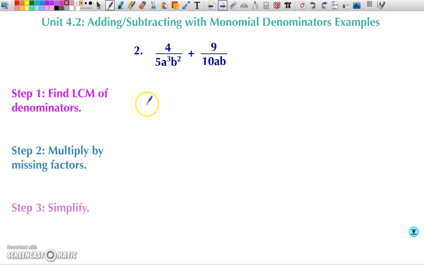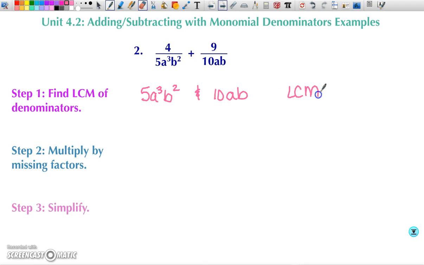All right, now in your second example here, we are using that idea, but to actually add two expressions together. So you need to start with finding the least common multiple, multiply them by the missing factors, and then simplify as much as possible. And so what we need to do is look at only our denominators. We don't care about anything else. So we have 5a cubed b squared and 10ab.